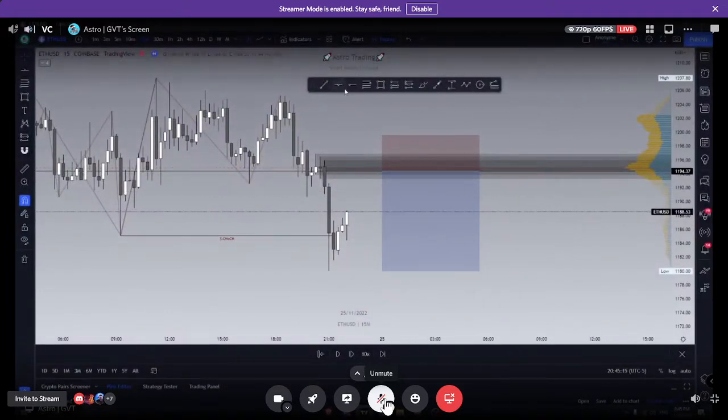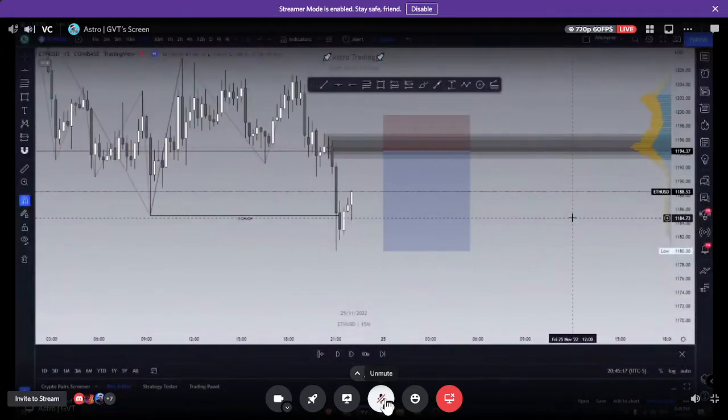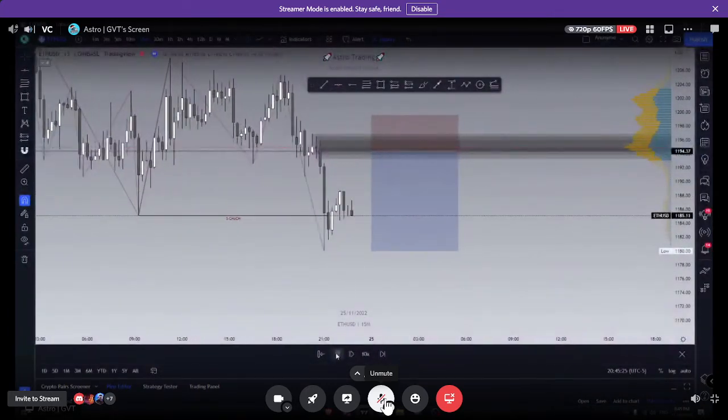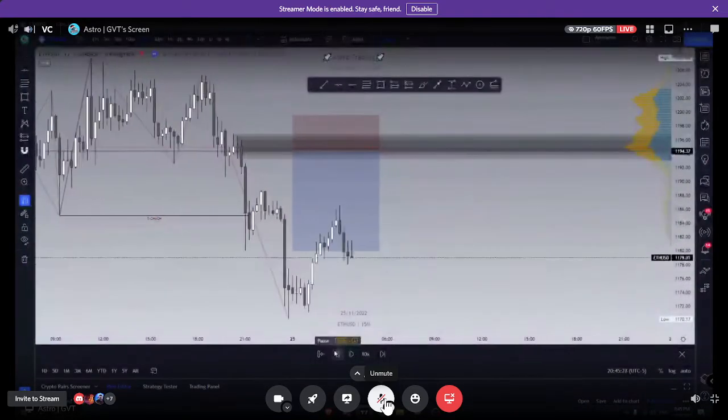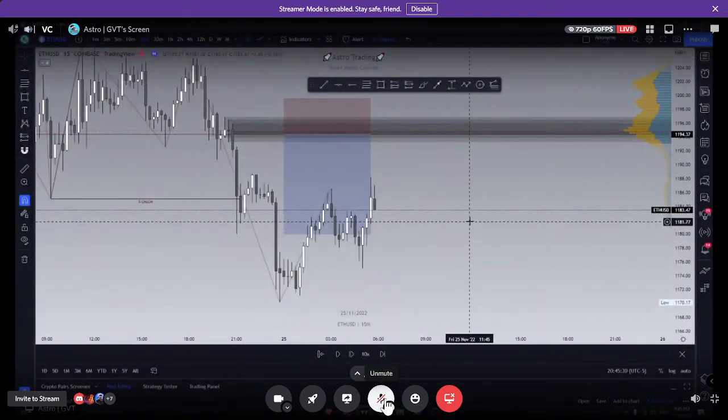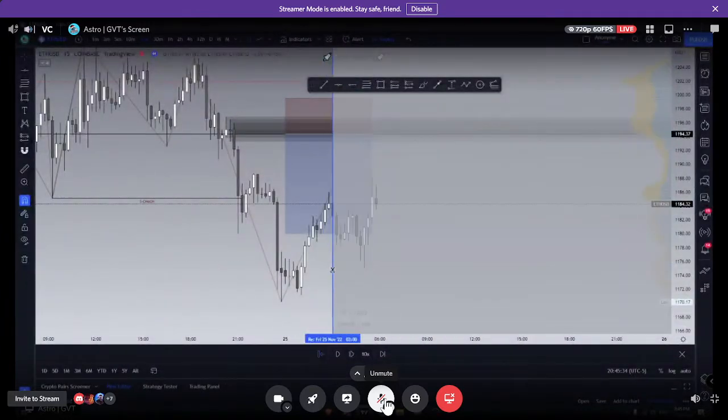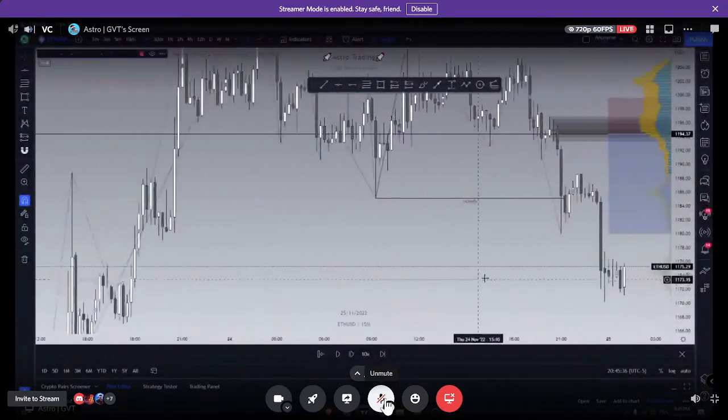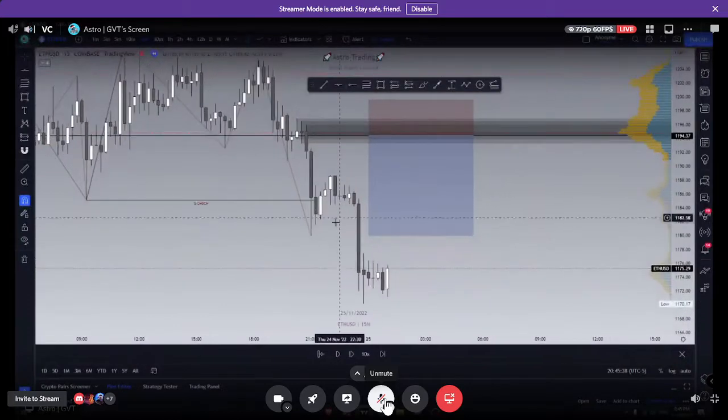So now let's see if this will play out, because even if I really like this technique, this concept, it's not playing out every time. So let's see what we got. At that point, I could even say, let me just go back here. We did have another break of structure here, right?